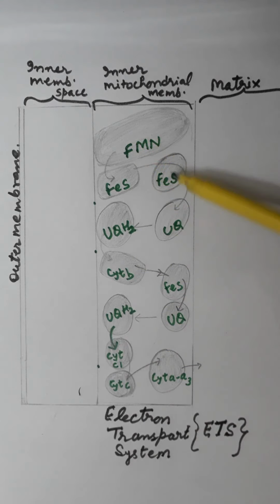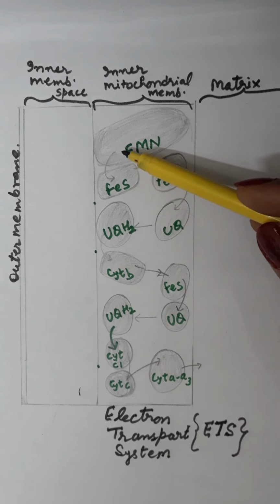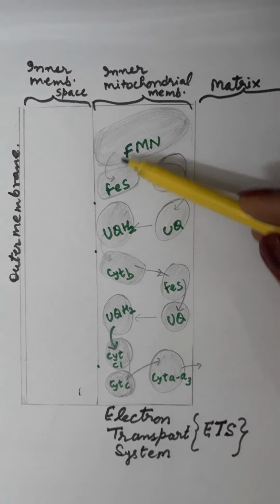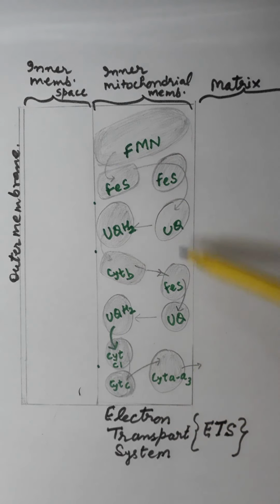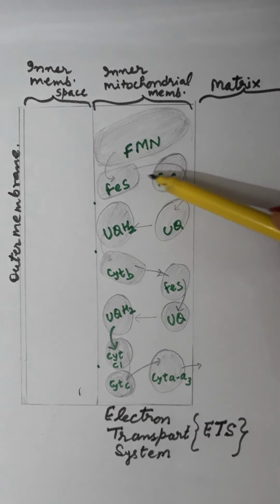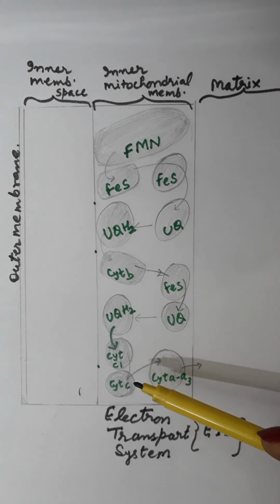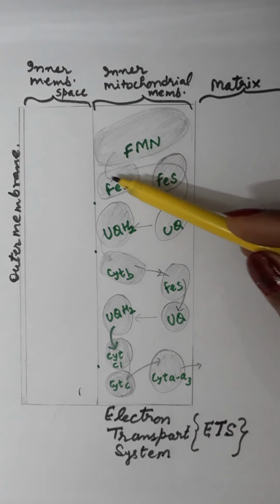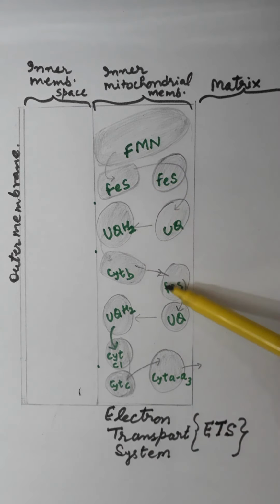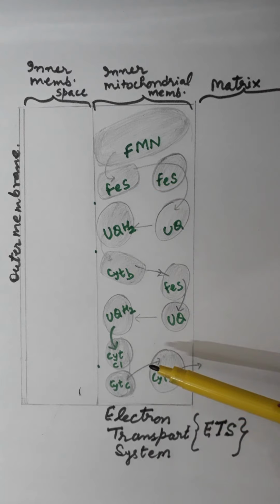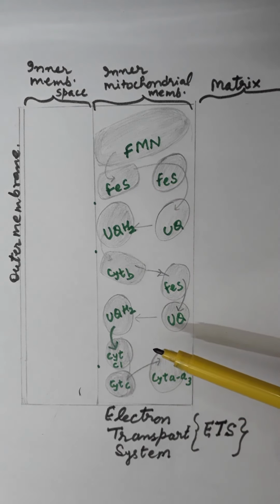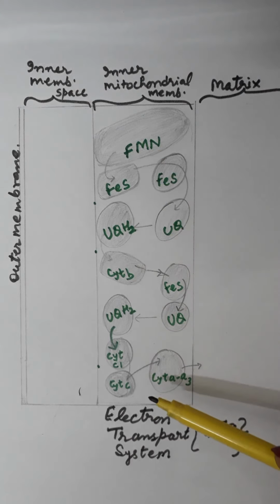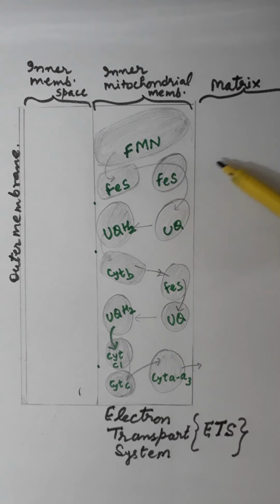This is the inner mitochondrial membrane where the electron transport system is present. Several electron carriers are present. Through these electron carriers, electrons are passed from one carrier to another carrier. This is known as the electron transport system, which is present in the inner mitochondrial membrane.